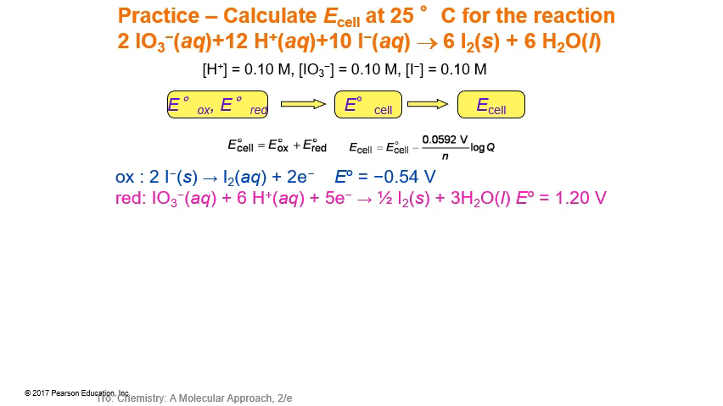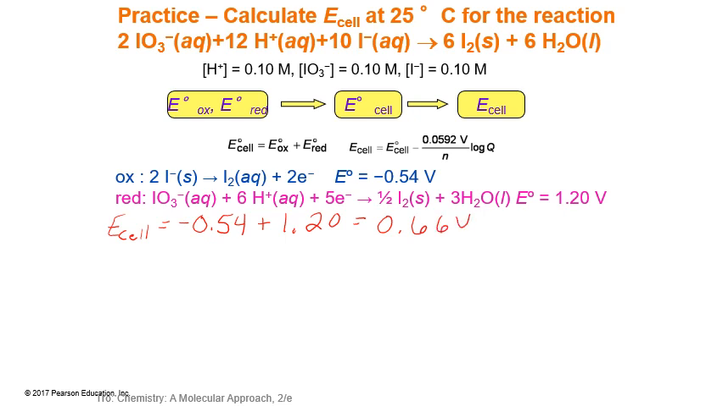Okay, so let's start by calculating our overall cell potential. So if we add our two cell potentials together, our oxidation cell potential plus our reduction cell potential, we end up with our overall cell potential of 0.66 volts.